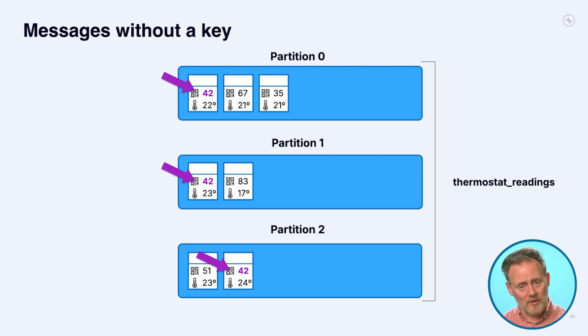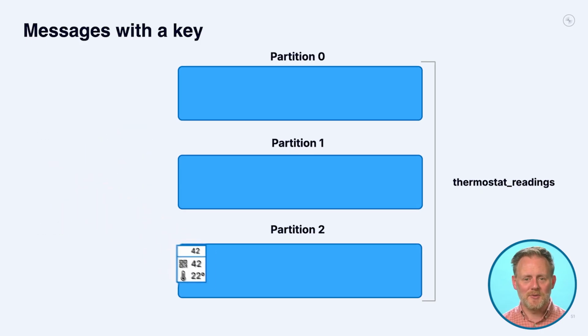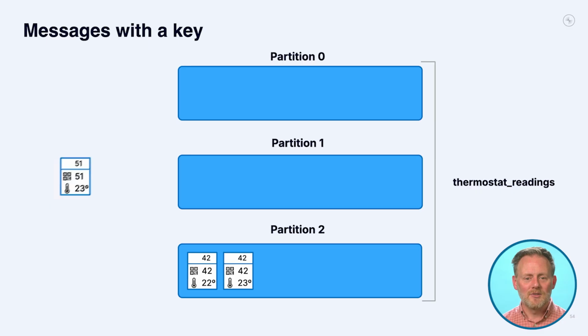If you want ordering by something like sensor ID, in this case, there's a way to do that. If the sensor ID is the message key, then what happens is that key gets run through a hash function, mod the number of partitions, and that just tells us the partition number to write to. So in this message for that key, that's partition 2, so that message gets written to partition 2. Likewise, the next one, 42, gets written to the same partition.